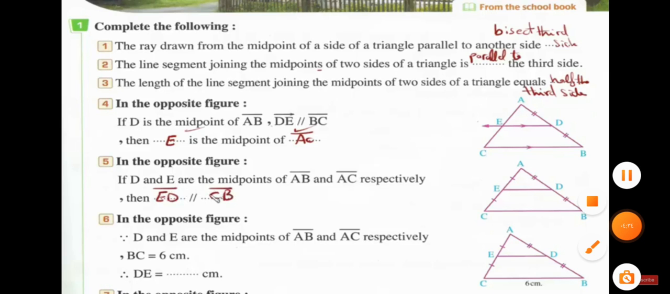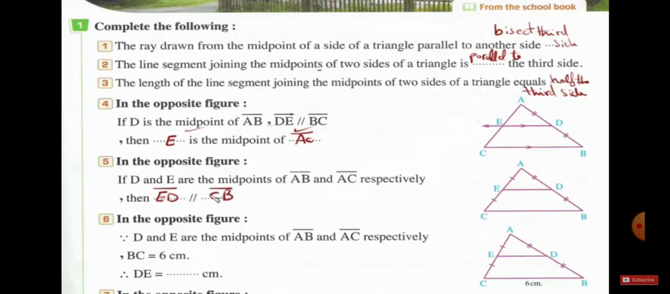Another example: complete. Number 1: the ray drawn from the midpoint of a side of a triangle parallel to another side bisects the third side. Number 2: the line segment joining the midpoints of two sides of a triangle is parallel to the third side. Number 3: the length of the line segment joining the midpoints of two sides of a triangle equals half the third side.